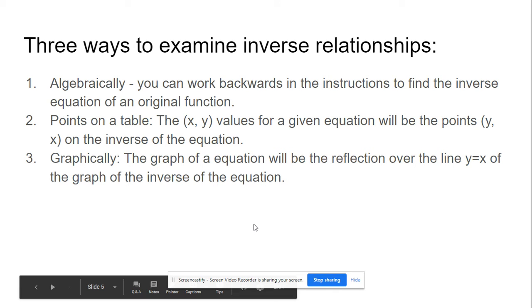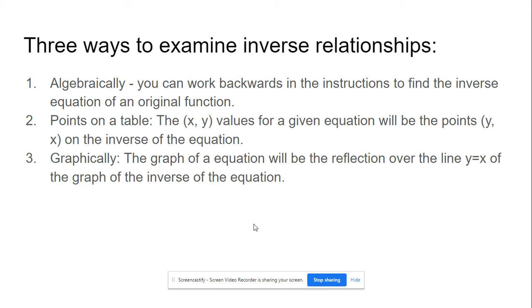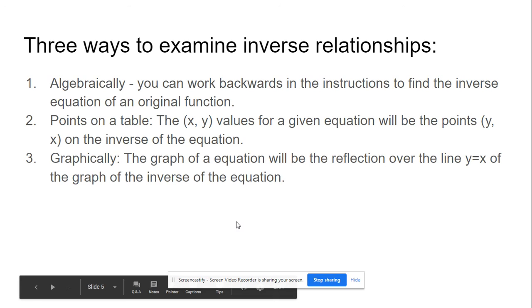So, in summing up, there are three ways to examine inverse relationships. One is algebraically. You can work backwards in the instructions to find the inverse equation or relation of an original function. Two, you can look at points on a table. The x, y values for a given equation would be the points y, x on the inverse of the equation. And three, graphically. The graph of an equation will be the reflection over the line y equals x of the graph of the inverse of the equation.